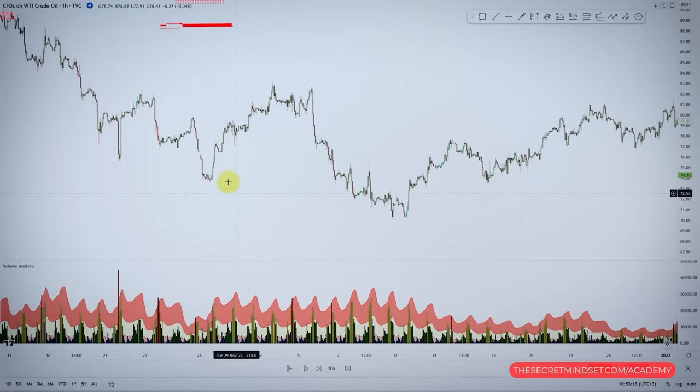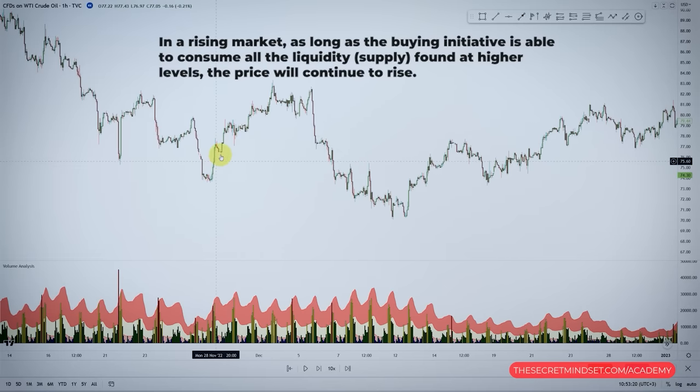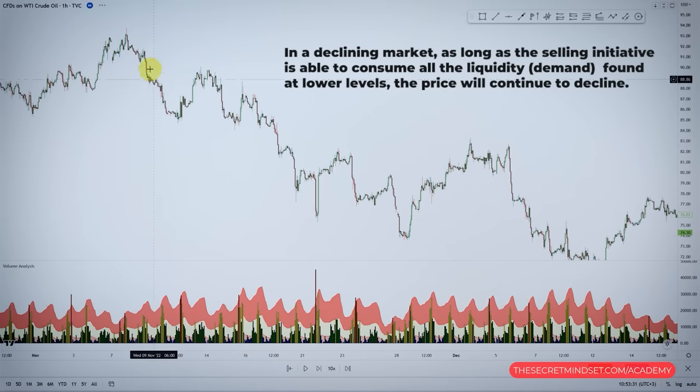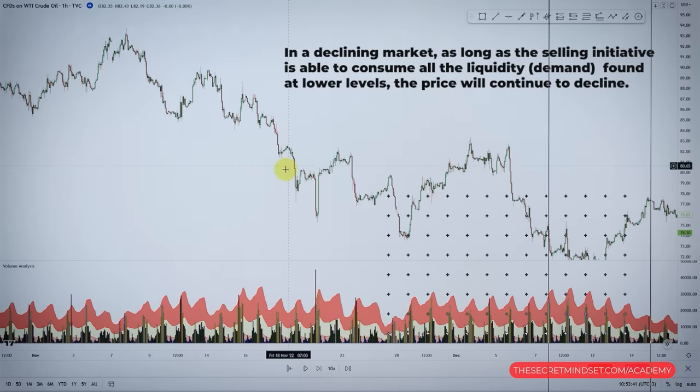In a rising market, as long as the buying initiative is able to consume all the liquidity or the supply found at higher levels, the price will continue to rise. On the other hand, in bear markets, as long as the selling initiative is able to consume all the liquidity, the demand found at lower levels, the price will continue to fall.